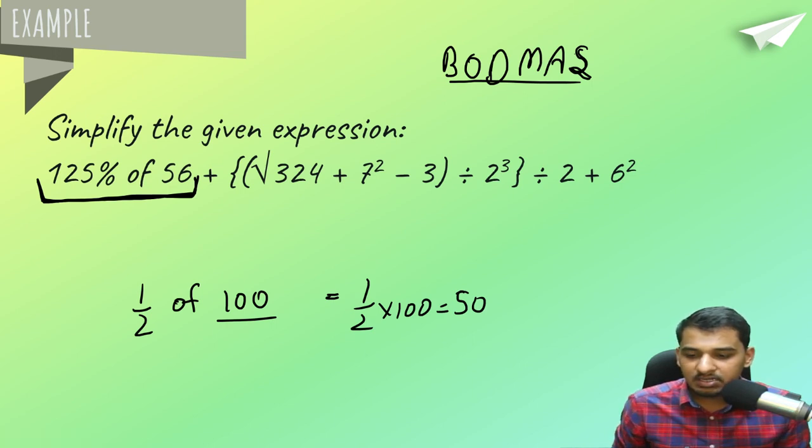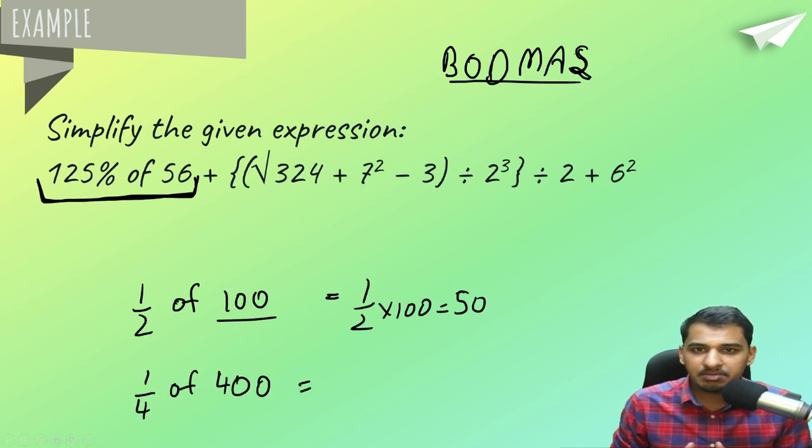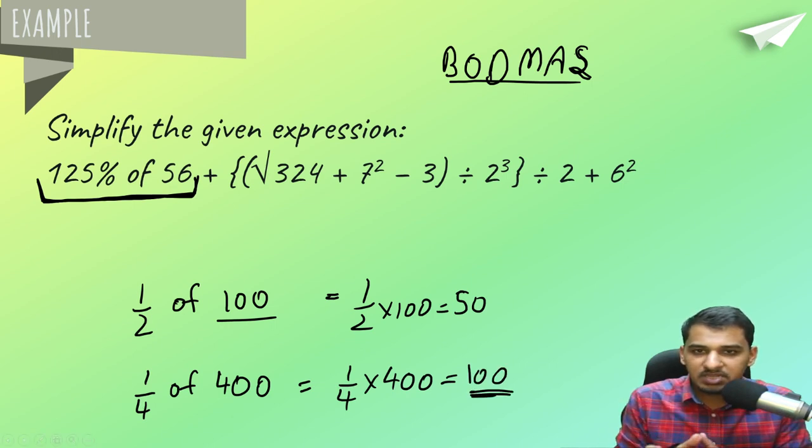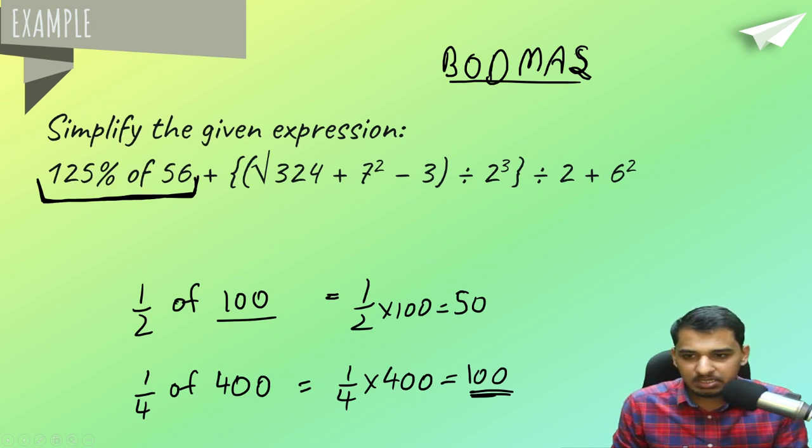Or if I write, say, 1 by 4 of 400, what is the meaning of this? That will be nothing but 1 by 4 into 400. So this comes out as 100. So this is the meaning of "of". So "of" means multiplication. Alright. So "of" will mean multiplication.